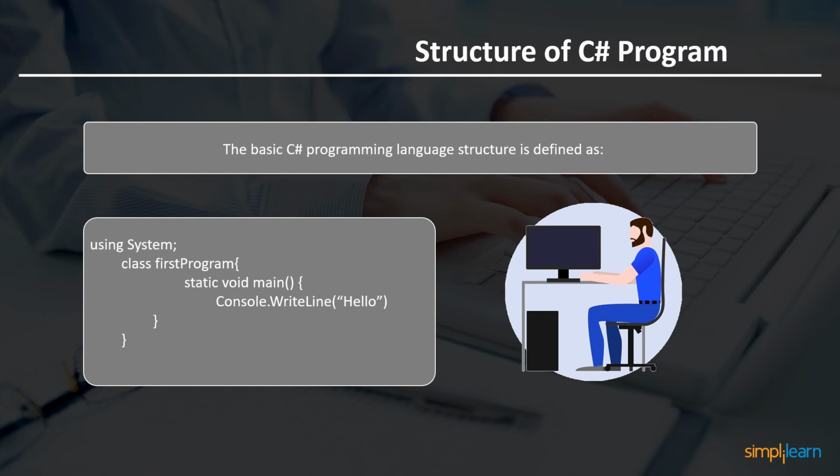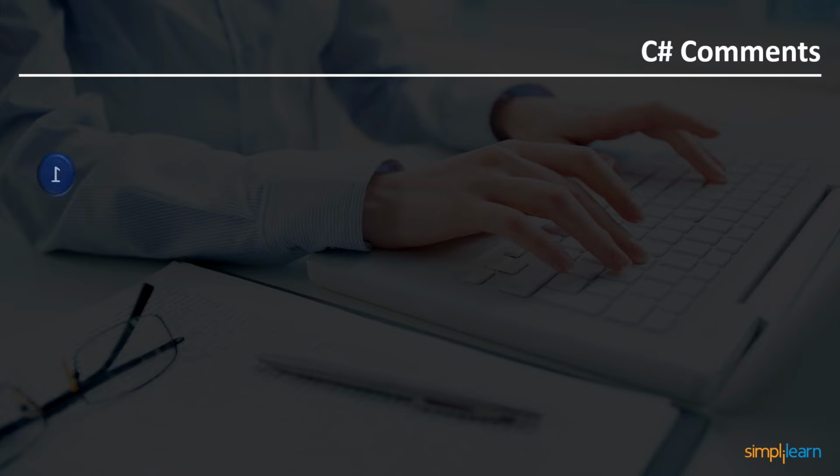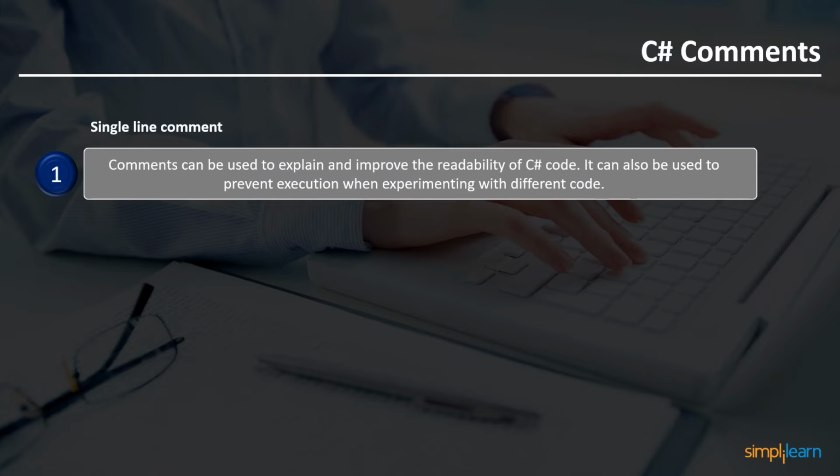Next, as the first program, we have the class keyword and class name, and then we will enter the main function and print the message hello. Now, we will see how to write comments in C# programming language.